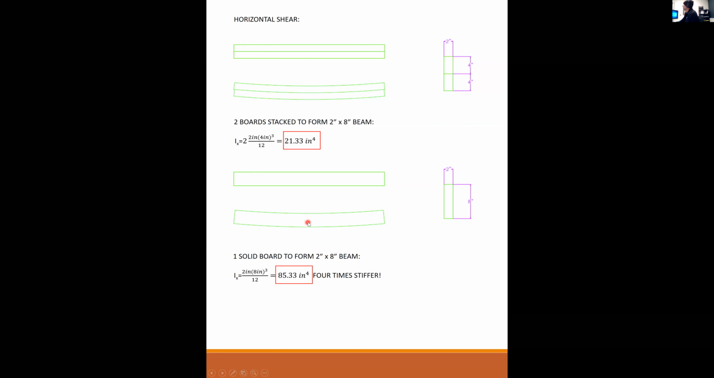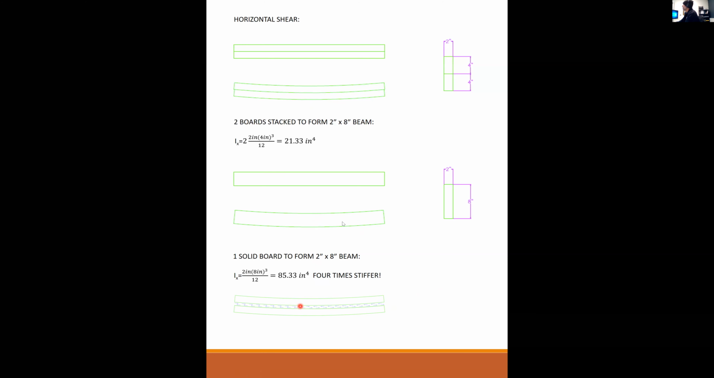So if I stand on the solid 2x8 and this thing deflects 1 inch, then if I try to do the same thing with two 2x4s, it's going to deflect 4 inches. That's the difference between a solid and two pieces. So what is different about the solid and the two pieces? It's called horizontal shear. Horizontal shear is almost like a glue.